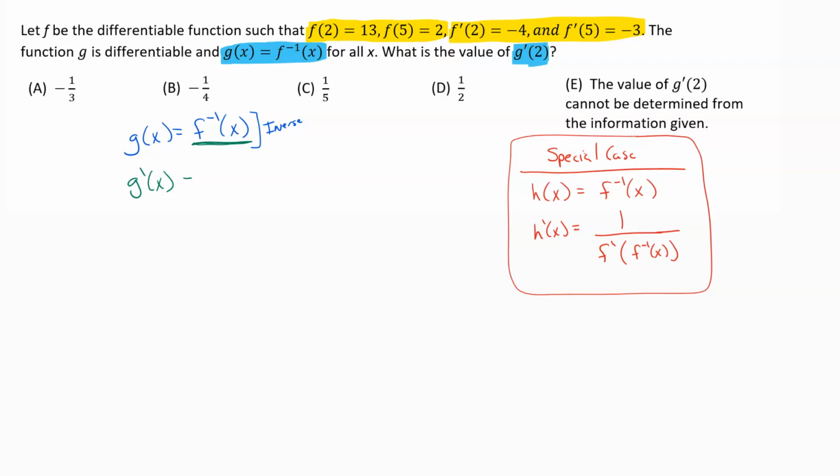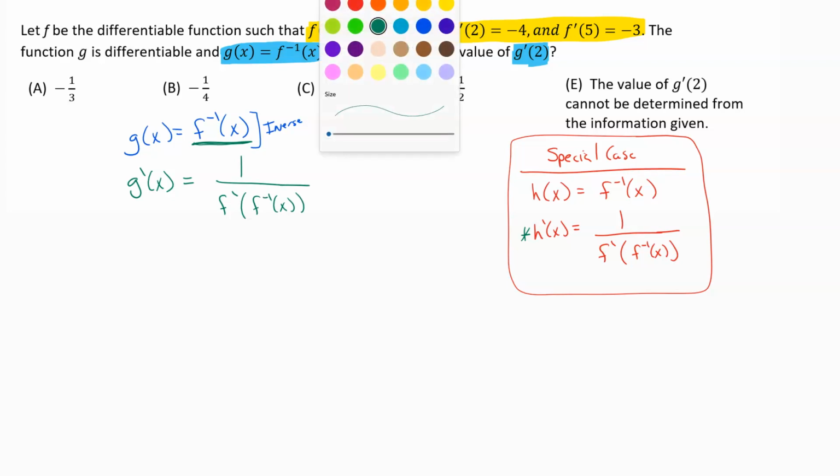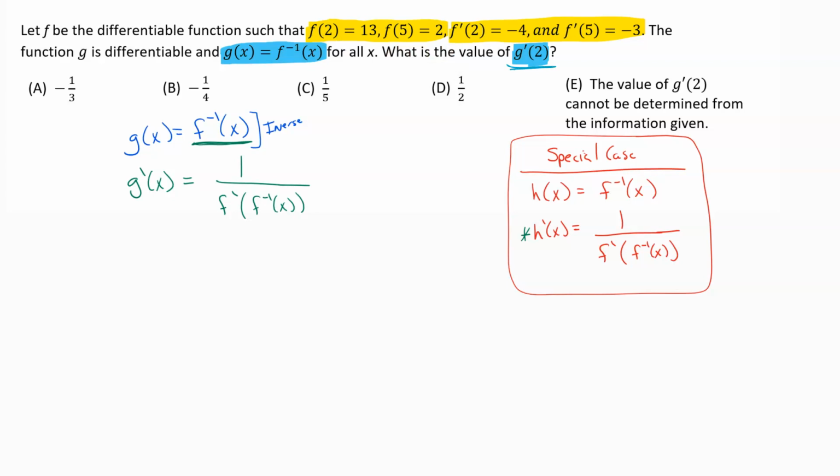So what we now know is our derivative is going to just follow this equation here. So this would be 1 over the derivative of f with the inverse of f plugged into it. Then they specifically ask us to go find g prime of 2. So now we go to our derivative equation and we just plug in 2 everywhere we see an x. Then you work it inside out, is what I say.